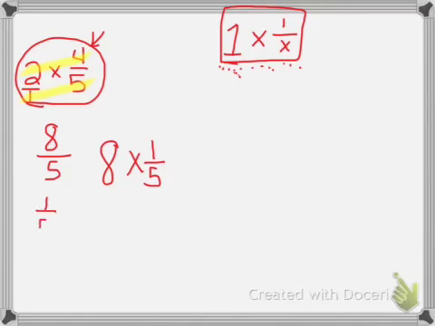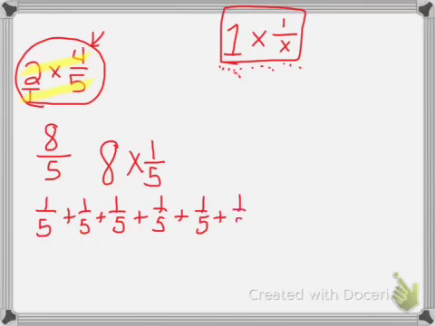If I wrote it out, I'd have 1/5 plus 1/5 plus 1/5 plus 1/5 plus 1/5 plus 1/5 plus 1/5. Ooh, that's a lot of fifths. Plus 1/5. 8 different fifths. Well, remembering our multiplication, I just multiply my whole number times my fractional part. So there's 8 of these, so 8 times 1/5.